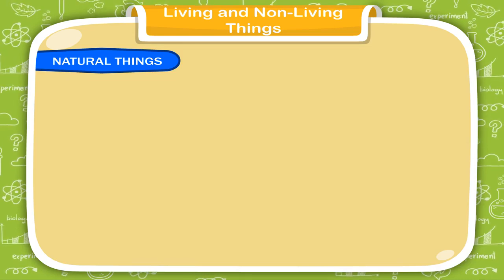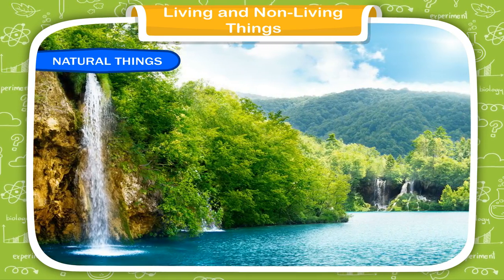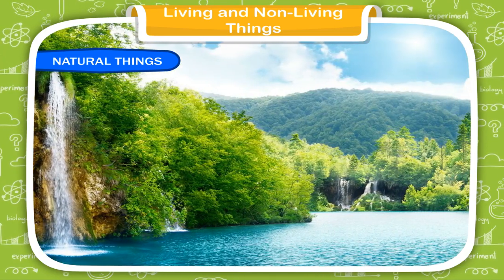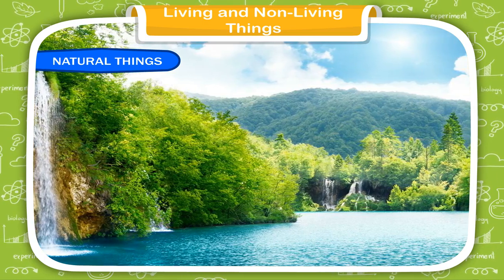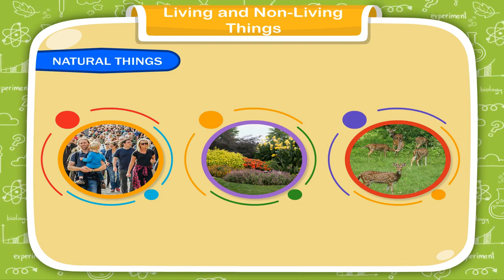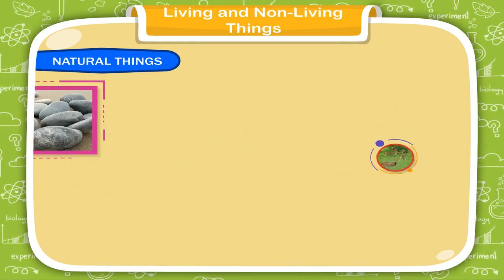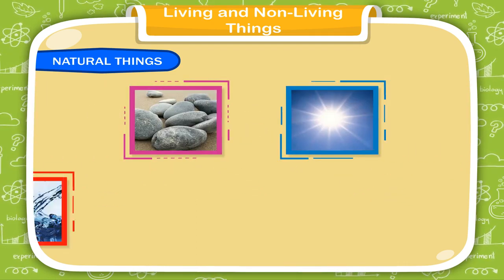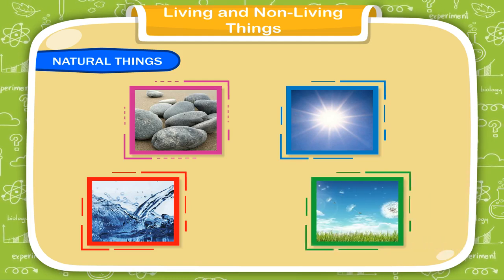Natural things. Nature provides us many things which are either living or non-living things. Humans, plants, and animals are living things. Stones, the sun, water, air, etc. are non-living things. Remember, we cannot make these things ourselves.